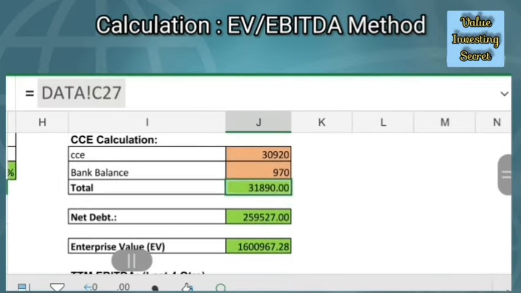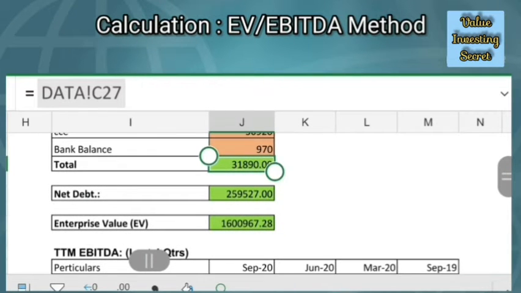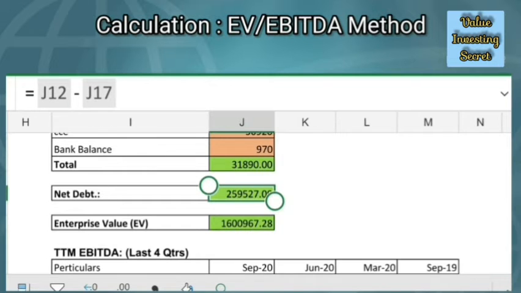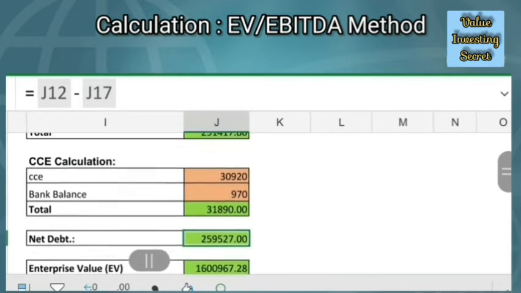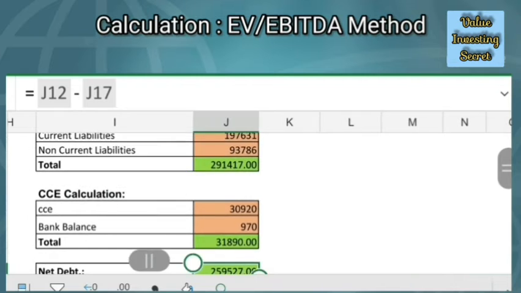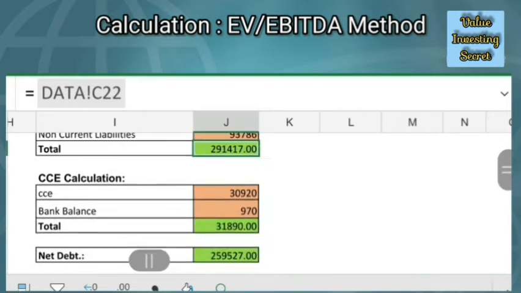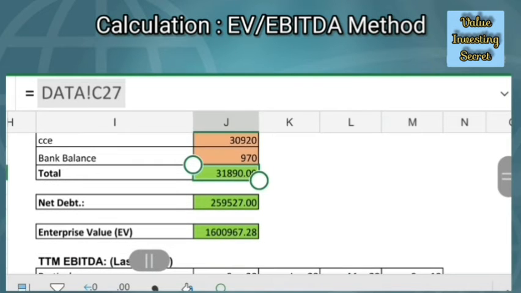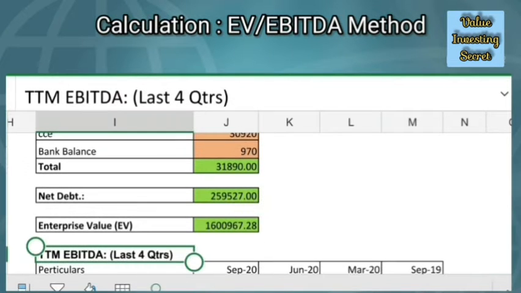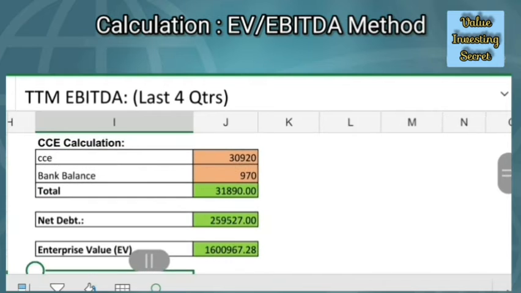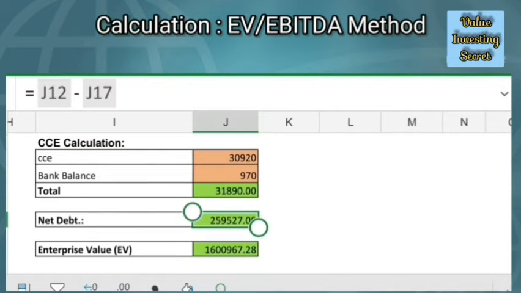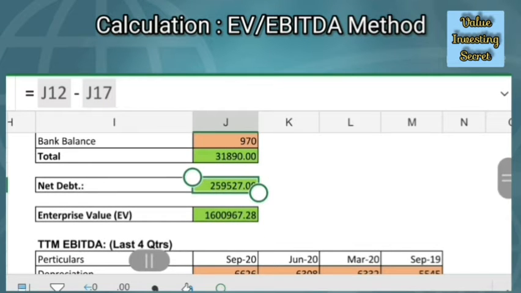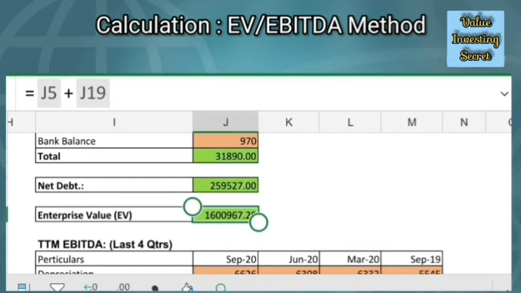Then we need to calculate net debt. So to calculate net debt, we have total debt and CCE. We have to subtract the CCE from total debt. Then we will get the value of net debt. See here, I have subtracted the value of CCE from total debt and got the value of net debt, that is 2,59,527 crores. Using this, we can calculate the enterprise value.